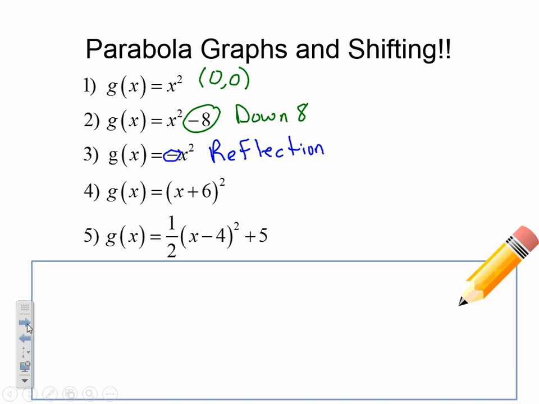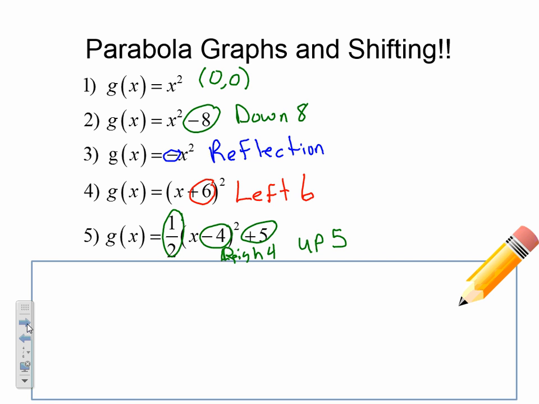Keep going. If we look at this, if it's inside, we have this 6. This means we're going to go left 6. And now this fifth one here, we have a lot going on. This is going to determine how wide or skinny our graph is. This right here is going to tell us we're going to go right 4, and this right here is going to say we're going to go up 5.